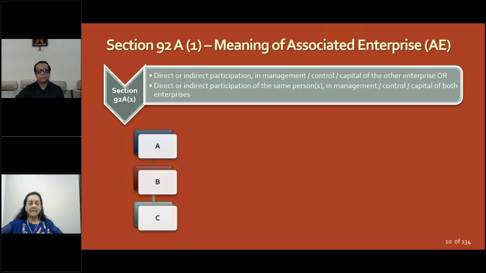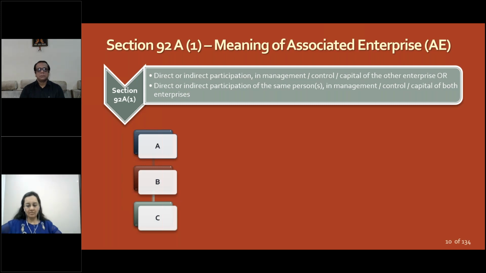This was very wide, and to limit the scope of subsection 1, subsequently subsection 2 was brought into the Act, and subsection 2 defines in a way what are those scenarios in which it can be said that there is participation in management, what are the scenarios for participation in control, and what are the scenarios for participation in capital.